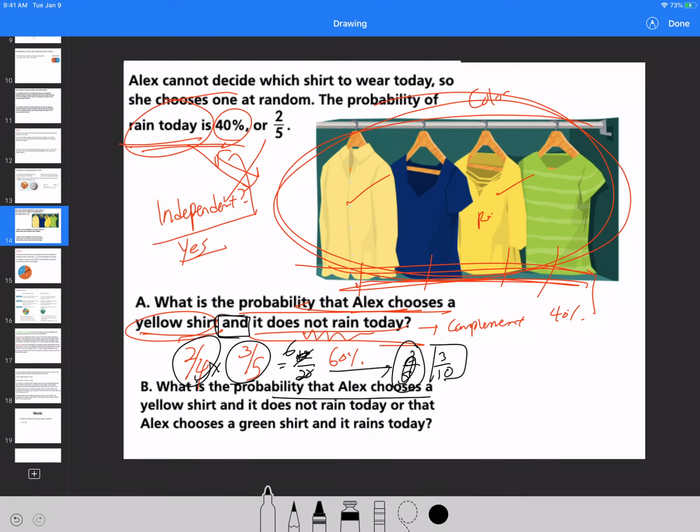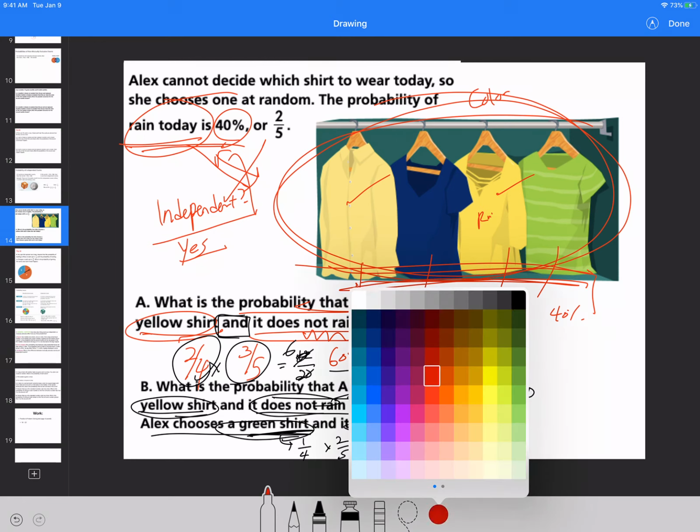What is the probability that Alex chooses a yellow shirt and it does not rain today, or, it says or. So first of all, Alex chooses a yellow shirt and it does not rain. Well, we already found the probability of that. That's 3 out of 10. Or that Alex chooses a green shirt and it rains today. First of all, finding green shirt is 1 out of 4. Rains today is 2 out of 5. Those two are also independent events, so that's 2 out of 20, which is 1 out of 10.